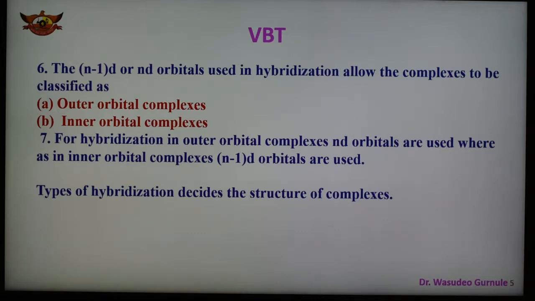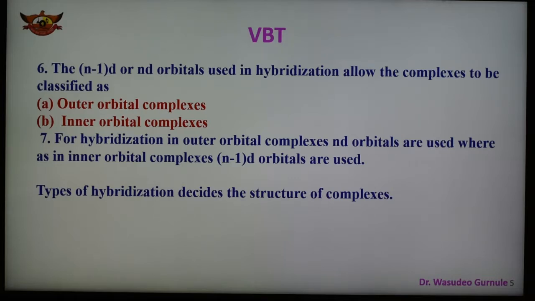And there are two types of complexes, depending on whether we use the (n-1)d orbital or the nd orbital, meaning inner d orbital or outer d orbital. Depending upon which d orbital we are using for the hybridization, there are two types of complexes: outer orbital complex and inner orbital complex. Outer means when we take the outer d orbital. When we take the inner d orbital, it is called an inner orbital complex. So two types of complexes are formed.